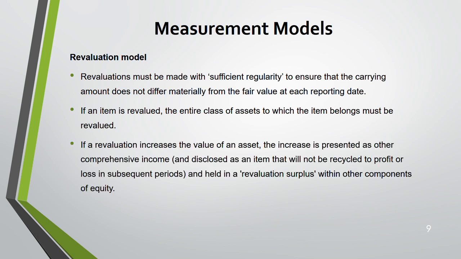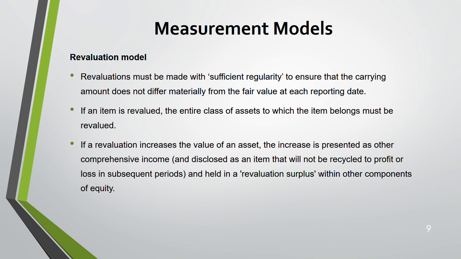Third, this is very important, because this is an area which examiners usually ask. You have to understand what happens when the revaluation increases and how you have to deal with it, and when a revaluation decreases, how to deal with it. If a revaluation increases the value of an asset, where do you present it? That increase is presented under other comprehensive income, OCI. Please understand this, or memorize it, note it. If revaluation increases the value of an asset, write that increase under other comprehensive income.